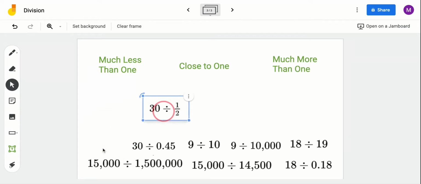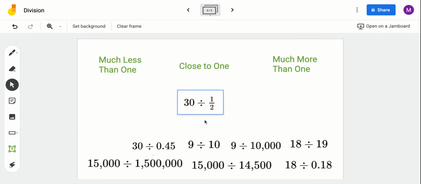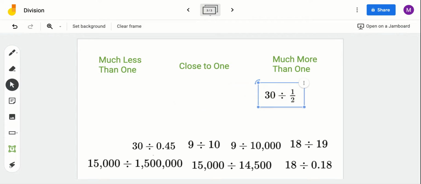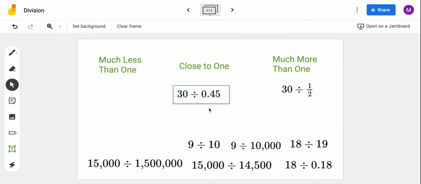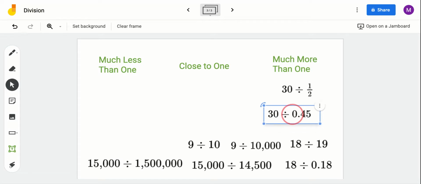So for this first one, 30 divided by 1/2. Well, how many 1/2s are in 30? Well, there's 2 1/2s in 1. So there's going to be 60 1/2s in 30. So that's much more than 1. The quotient is going to be much more than 1. So I'm going to put that over here. 30 divided by 0.45. Well, this is a little bit less than half, so the answer is going to be more than it was for this one. Still going to be much more than 1. So I'm going to put that over there.